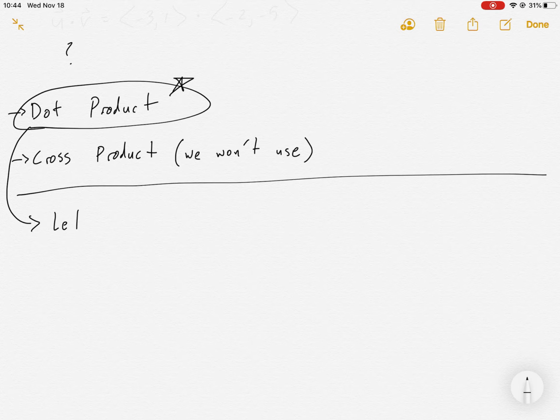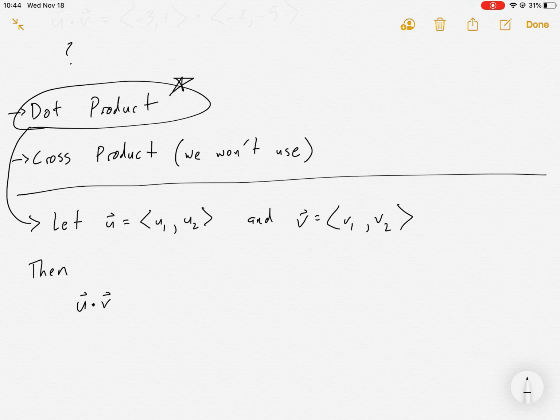If we have two vectors, let's call them u, with components u1 and u2, and another vector, v, with components v1 and v2. Then the dot product, u times v, make sure to always use that dot. That's why it's called the dot product. The cross product actually uses a little multiplication symbol like that. But u dot v would be this.